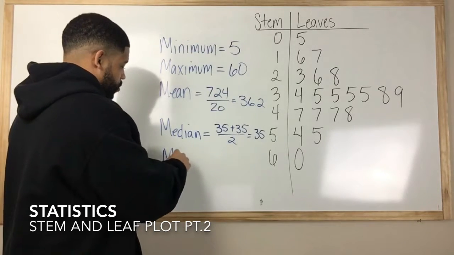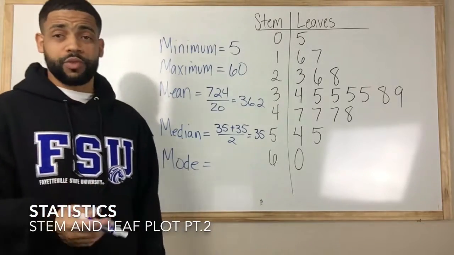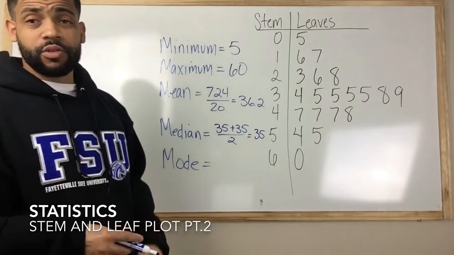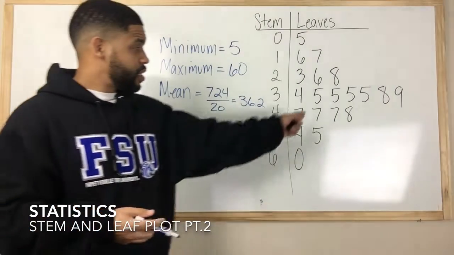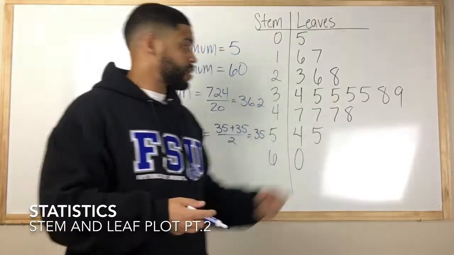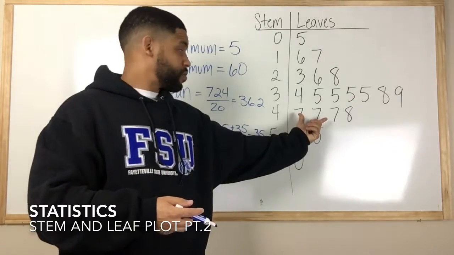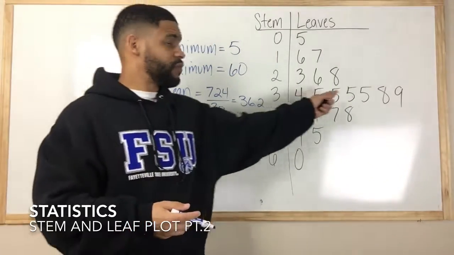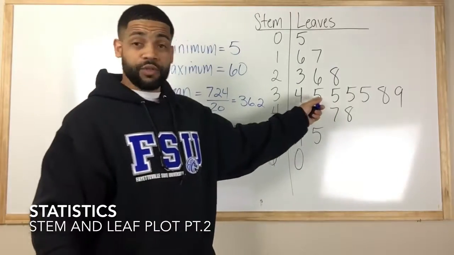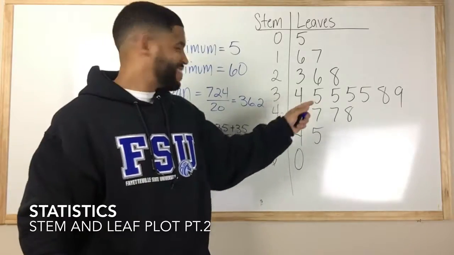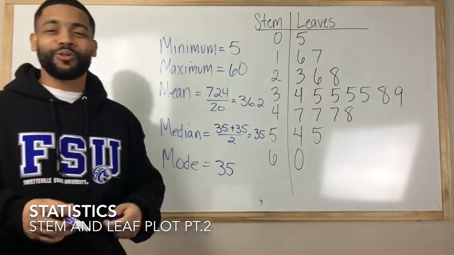And then we could find the mode, or the mode is the number that occurs the most, as we've previously learned. And all you have to do is look at the leaves and see which leaf occurs the most. Here, the number 5 occurs 4 times. The number 7 here, under the 4 stem, occurs 3 times. So I know that 35 is the mode because under the stem 3, or tree, I have the number 5 listed 4 times. So we know that the mode is 35.